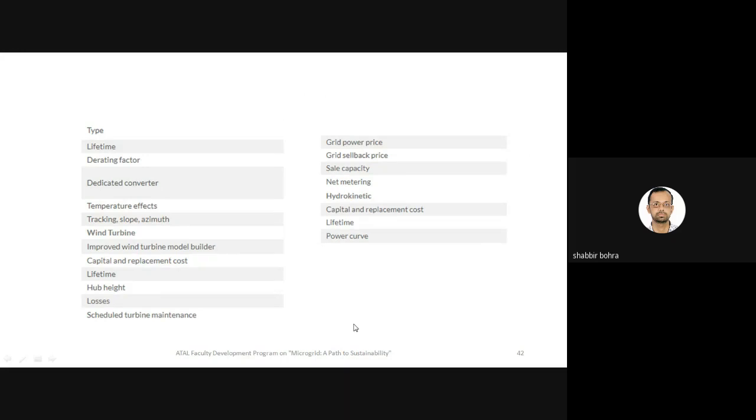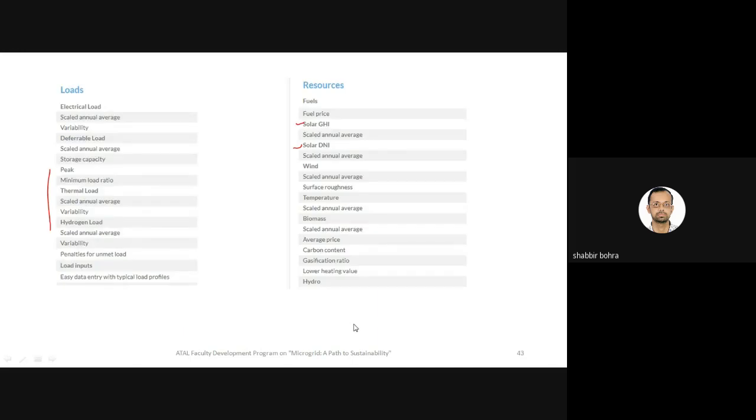Is there any interruption, the frequency of the interruption and how long the interruption lasts typically for the given interruption case. Then the derating factor, temperature effects, tracking, slope, azimuth. For wind turbine, it is hub height that we had discussed. For the grid, whether net metering is possible, is that utility giving back something in terms of the supplying power into the grid.